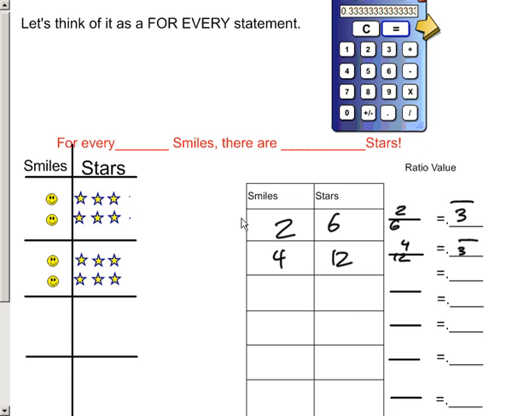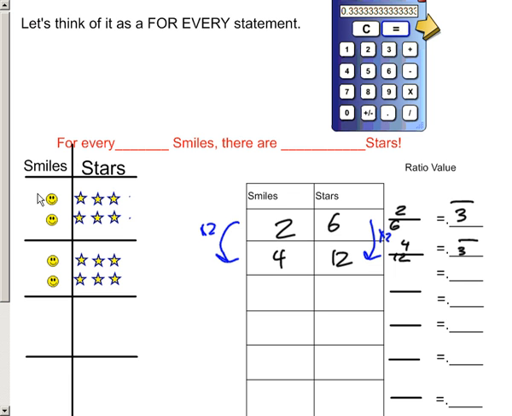Why? Because if I multiply 2 by 2, I get 4. Then remember, whatever we do to the top, we do to the bottom. So if I do 6 times 2, I get 12. So 2 times 2 is 4, 6 times 2 is 12. So you can see that they're equal fractions and they're also equal ratios. Also, you can see that their ratio value is equal.